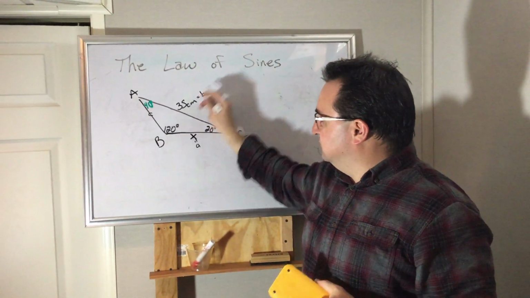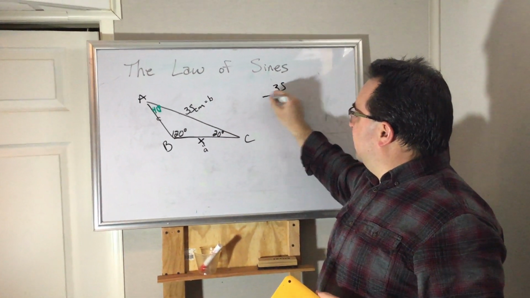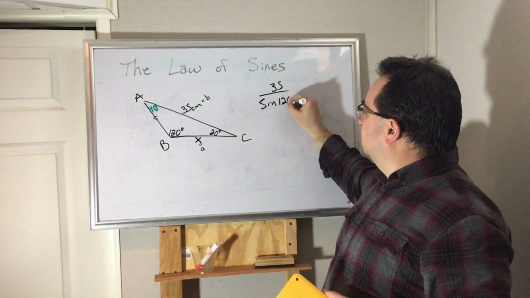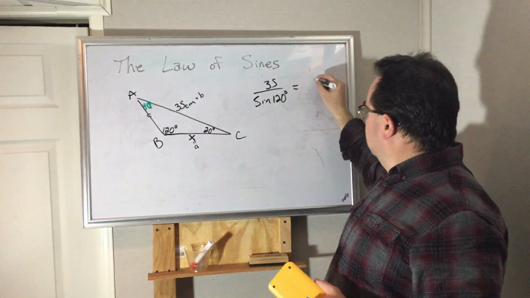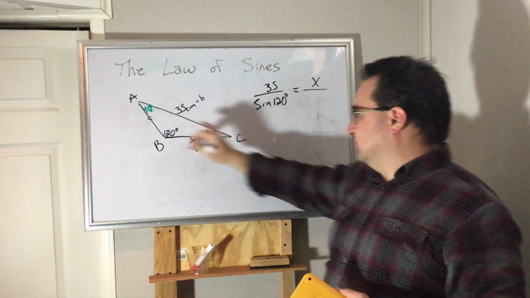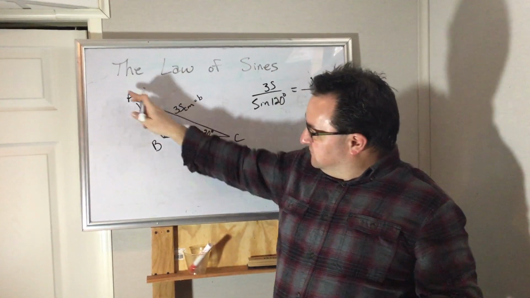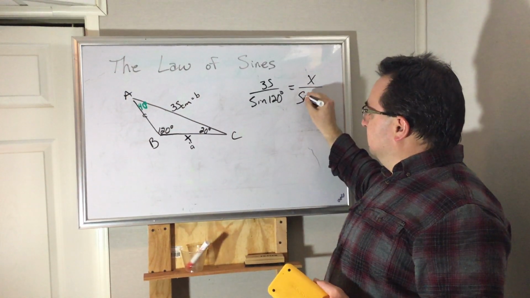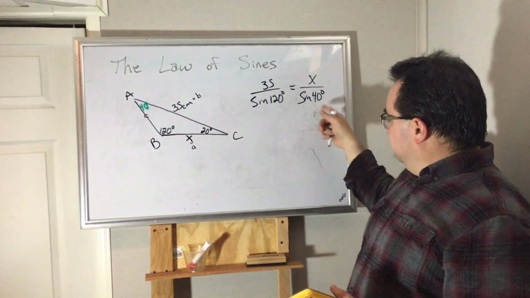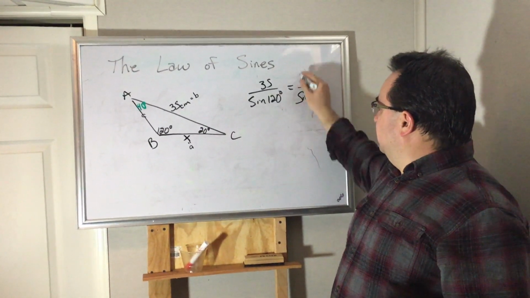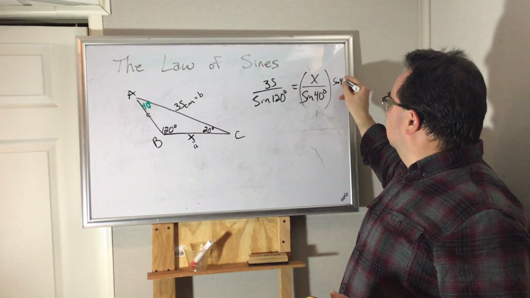So I know this opposing pair, 35 over sine 120. And if I want to know this one, that's the unknown I'm searching for. That's the angle I have to use because it's opposite that side. I don't really care about the letters. They have to be opposing pairs. So now this is all set up. I'm going to multiply both sides by sine 40.